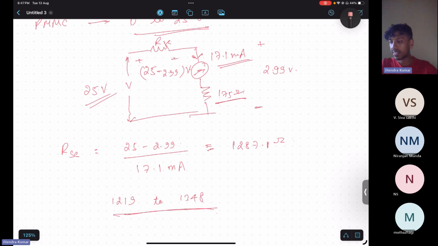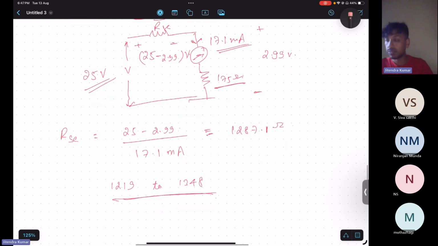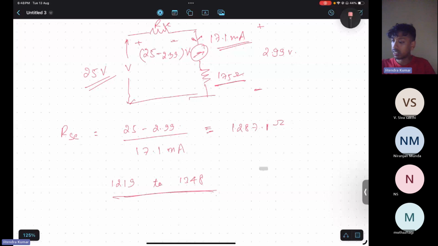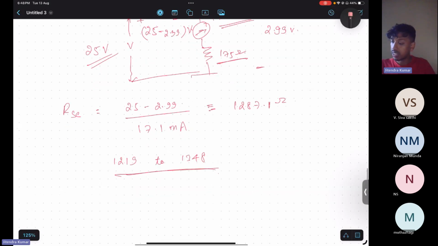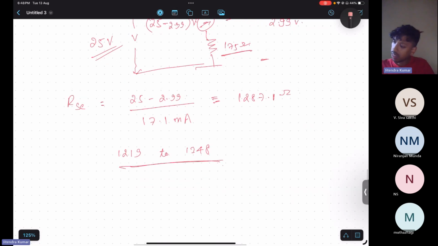Underdamped. That's excellent. Underdamped. So why is it underdamped? Because just now I told you, R equivalent is greater than R critical. And where am I getting this value of R critical?